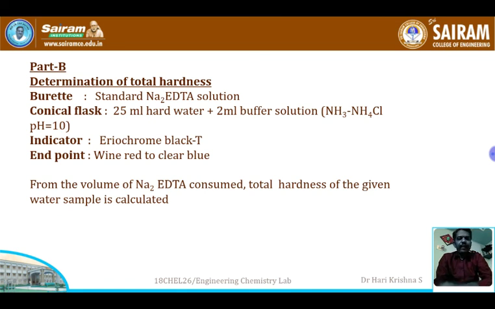We're going to pipette out 25 ml of hard water into the conical flask. Add 2 ml of buffer. You know why you're going to add buffer, isn't it? To maintain the pH. Again, we're going to add indicator, a pinch of indicator. We're going to titrate until the color changes from wine red to clear blue color. So from the volume of Na2EDTA run down or consumed, you can calculate the total hardness of the given water sample. So usually it is determined in ppm. The unit is ppm of calcium carbonate because it is simple to calculate.